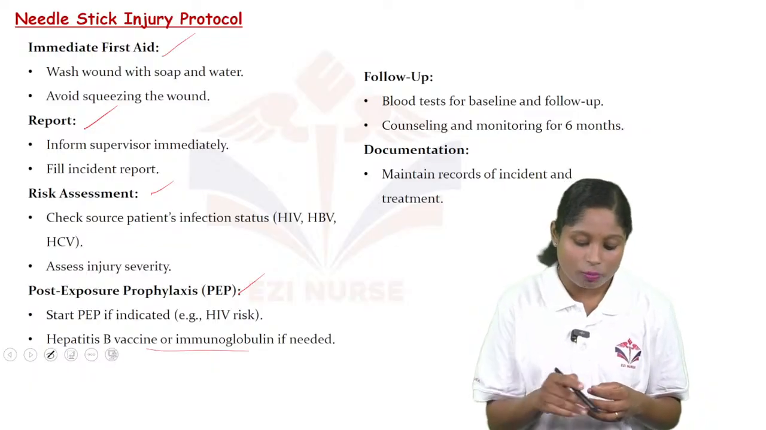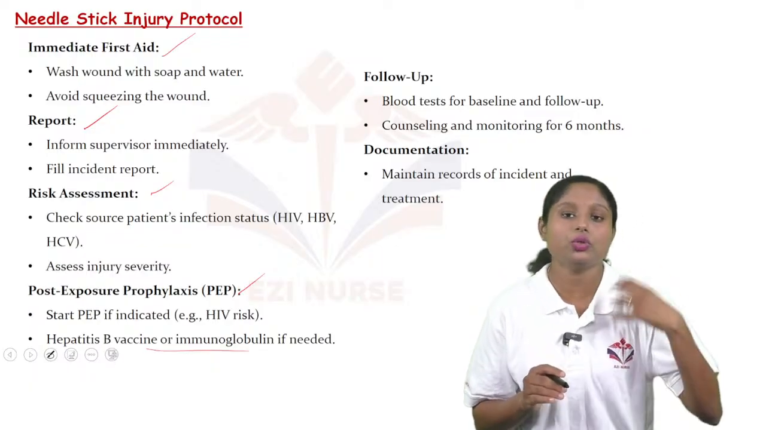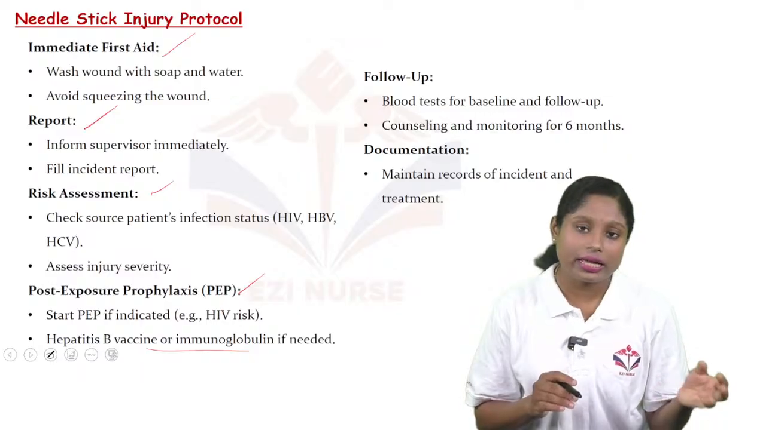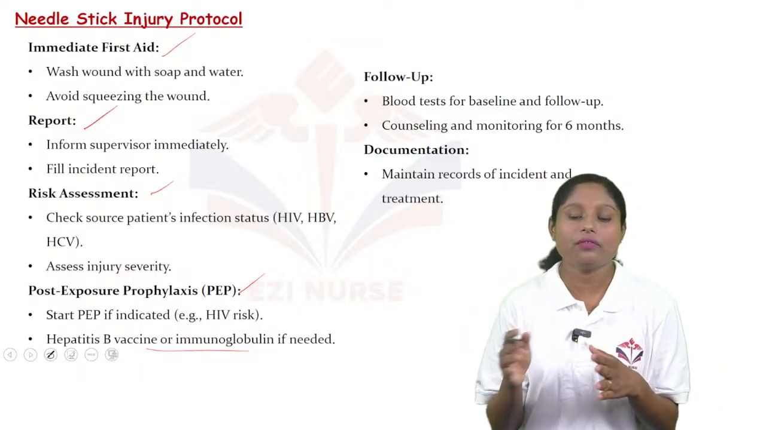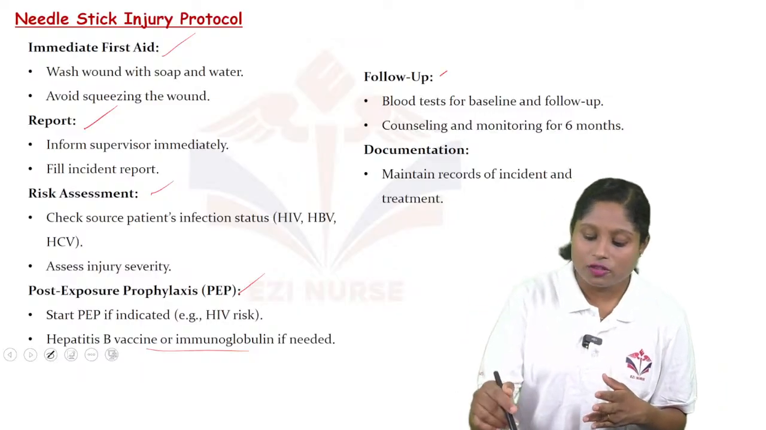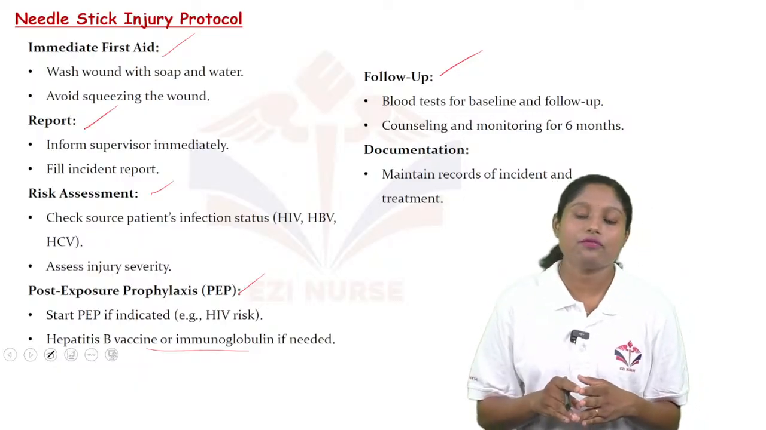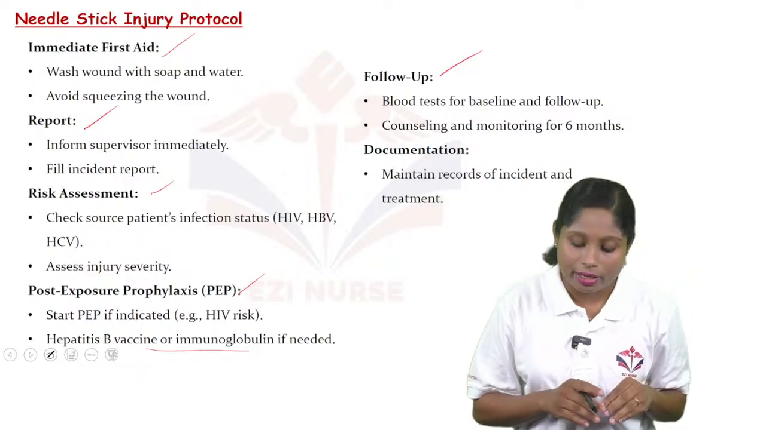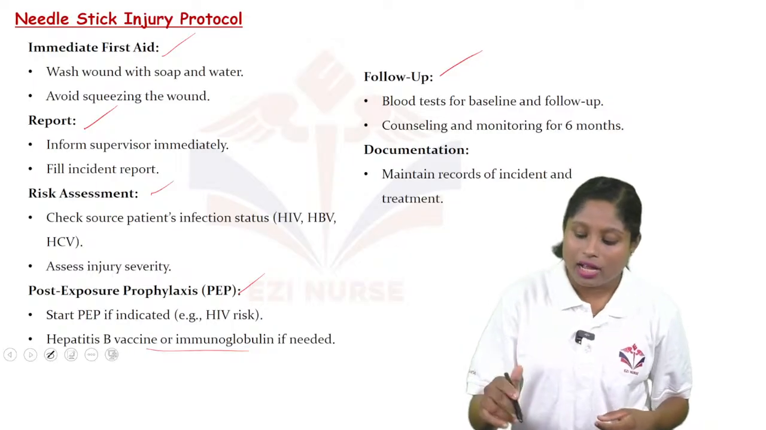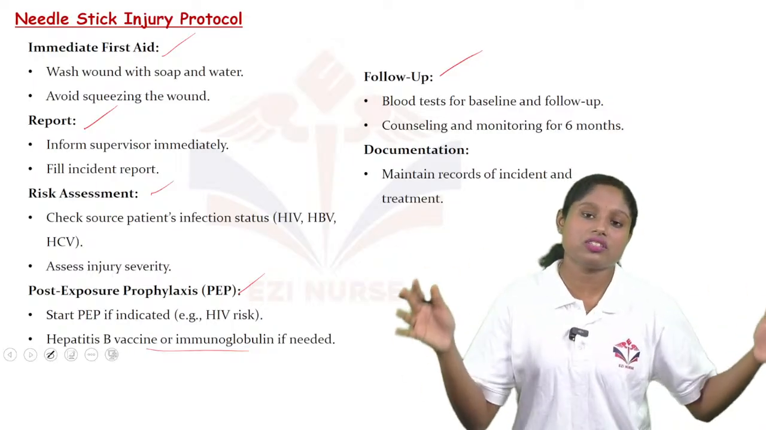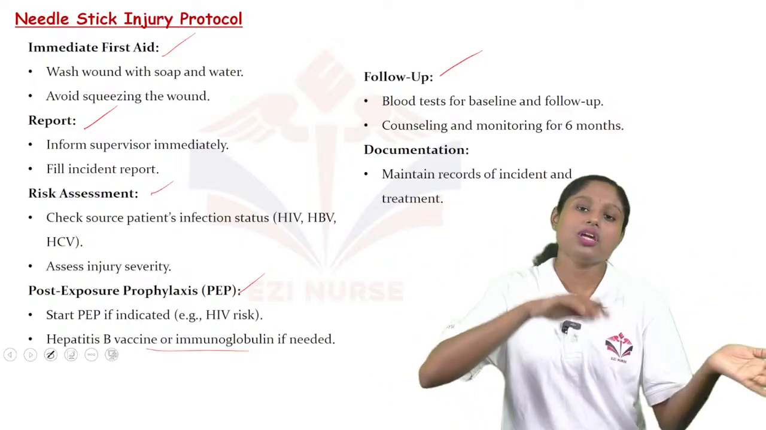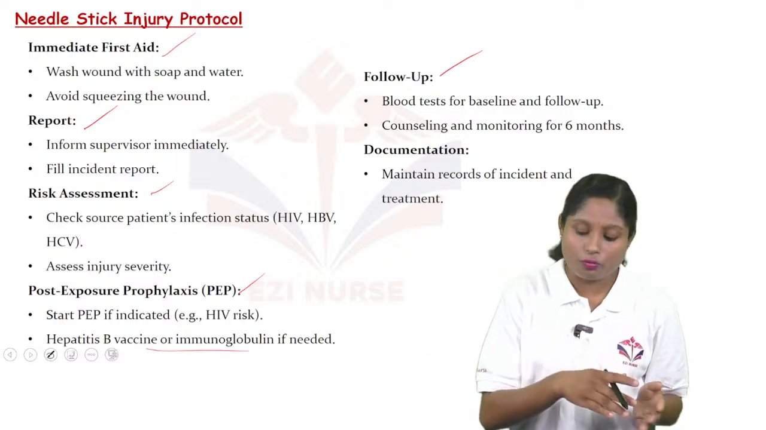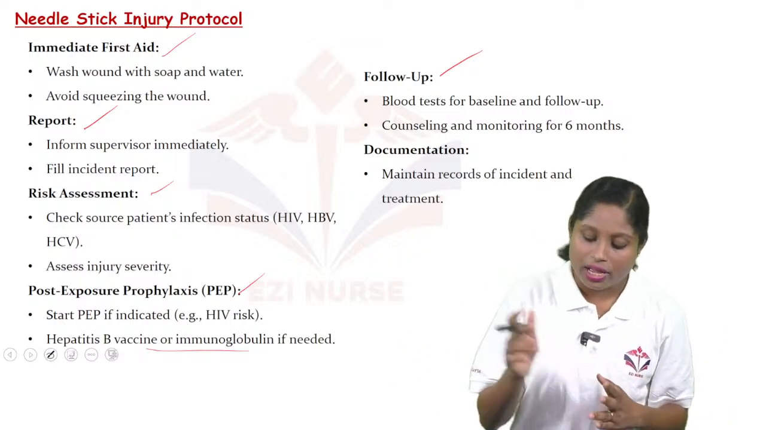Hepatitis B vaccine or immunoglobulin if needed. So they need to take the vaccines if needed, like hepatitis B vaccine or immunoglobulins. Next, follow-up. Blood test for baseline and follow-ups. You need to go for the blood test, and counseling and monitoring for the first 6 months. After the needle stick injury, up to 6 months, you need to go for the counseling and monitoring.